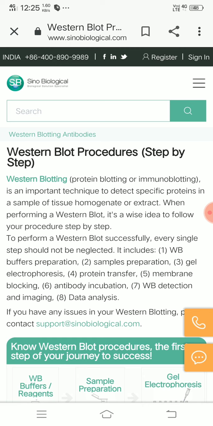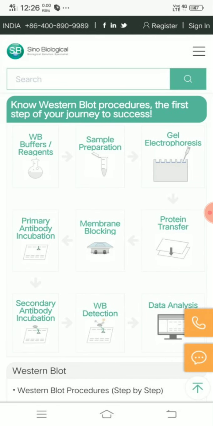The steps of Western blot are mentioned in this slide: buffer preparation, sample preparation, gel electrophoresis, protein transfer, membrane blocking, then antibody incubation, Western blotting detection and data analysis. It is very easily shown in this figure. First you prepare the reagents, then the sample, then you go for the gel, SDS-PAGE gel electrophoresis. Then you have to do the blotting.